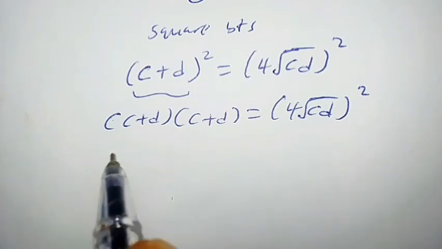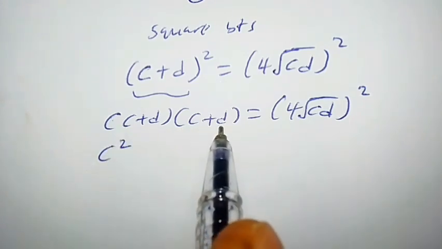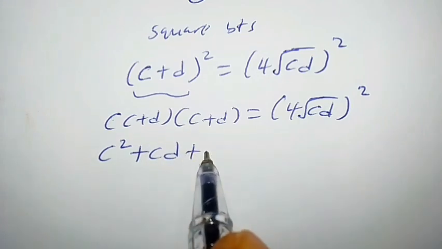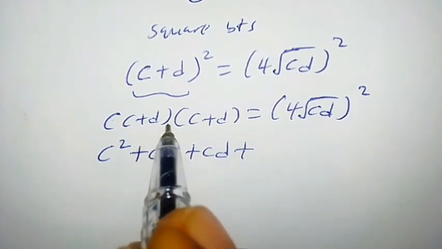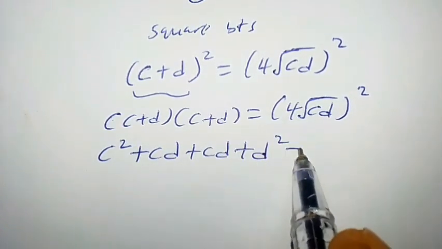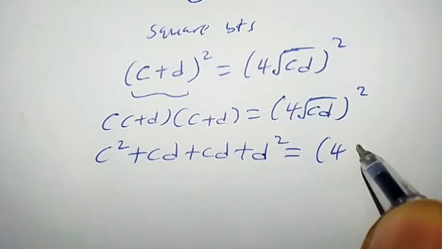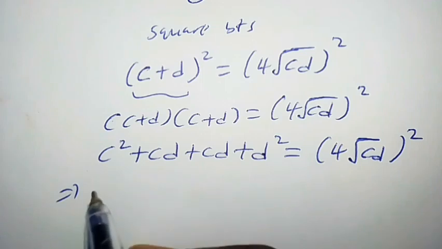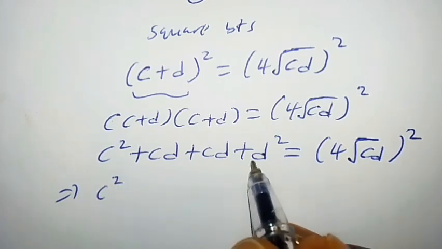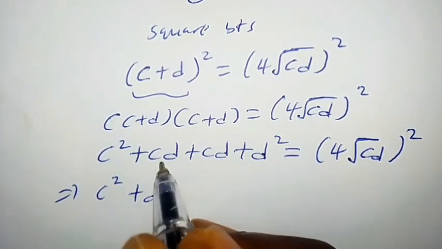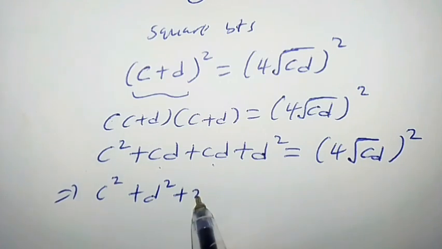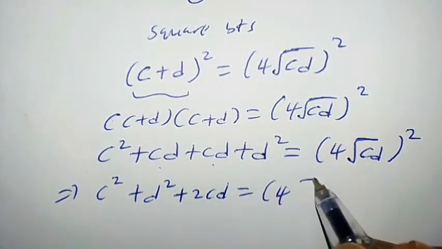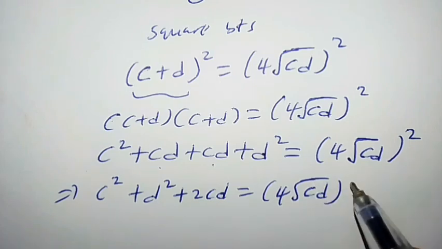C times C is simply C squared. C times D, we have plus CD. D times C is also CD, plus D times D, that is D squared, equal to 4 times square root of CD all squared. This implies that we have C squared plus D squared, plus CD plus CD, that is plus 2CD, equal to the right hand side, 4 times square root of CD all squared.